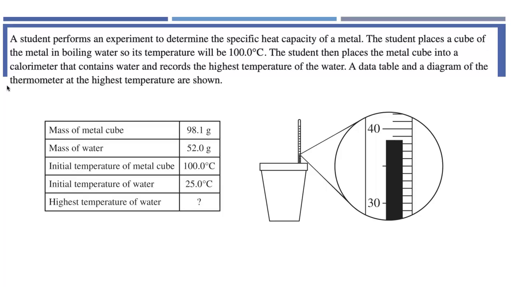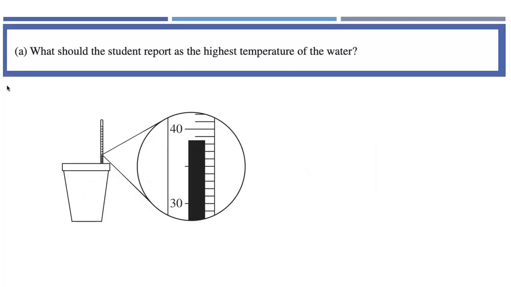So we know the mass of the metal cube, we know the mass of the water, we know the initial temperature of the metal cube and the initial temperature of the water, and we have the highest temperature of the water, and then we have this picture of a styrofoam cup calorimeter and an enlarged picture of the thermometer. Part A asks, what should the student report as the highest temperature of the water?